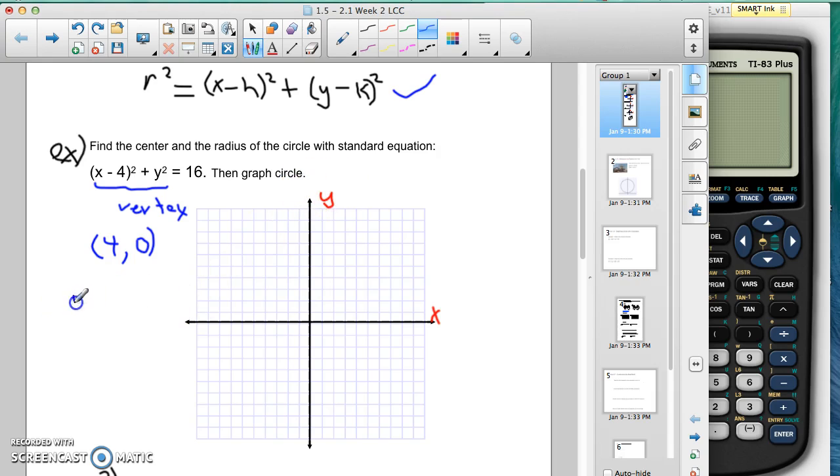The radius is going to be the value found at the end, or what it's equal to, but that's going to be r squared. So this section right here is r squared. So that means we're going to have to take the square root of 16 to get the answer for r, which in this case is 4.